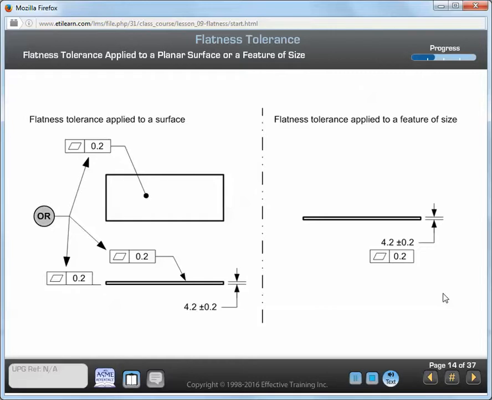Where the leader line of a flatness tolerance is directed to a surface or attached to an extension line from the surface, it indicates that it applies to the feature, surface. Where a flatness tolerance is located beneath or beside a size dimension, it indicates that the tolerance applies to the feature of size.